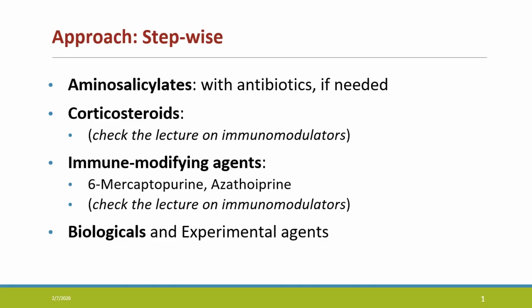Azathioprine and 6-mercaptopurine inhibit purine synthesis, preventing lymphocyte proliferation. They are steroid-sparing agents used for maintenance therapy. Onset is slow but long-term benefit is substantial. Cyclosporin or tacrolimus inhibit calcineurin and block T-cell activation. They are reserved for severe, refractory disease. Toxicity limits use. Please check the lecture on corticosteroids, immunosuppressants and immunomodulators for details of those drugs.